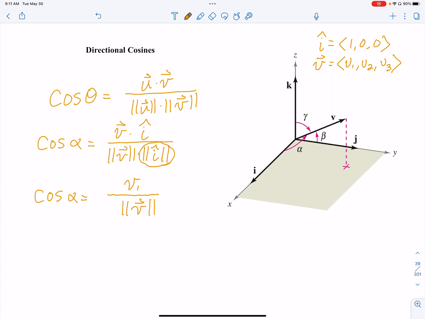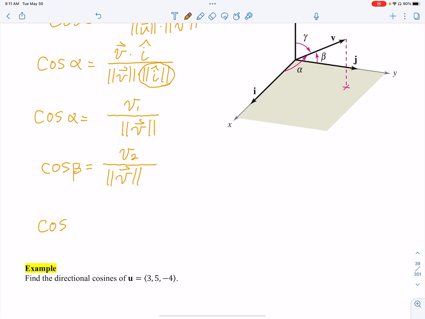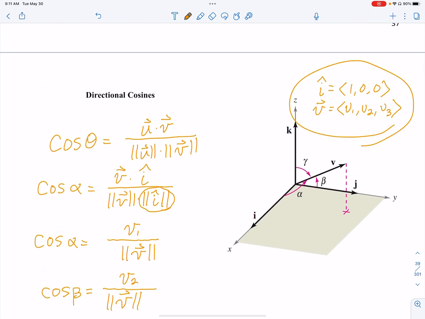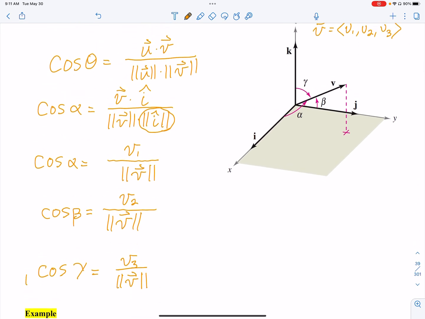We can imagine what this would be like for beta. Cosine of beta is equal to, if that was with J, then I would have V2 over the magnitude of V. And we got one more here, cosine of gamma is equal to V3 over the magnitude of V. And it all comes from this dot product that was up here. When I take the dot product for each one, I, J, or K, I'm only left with the component. So these are our formulas for directional cosines.